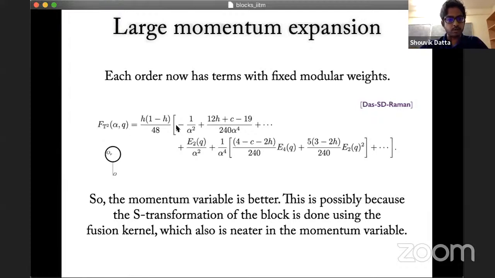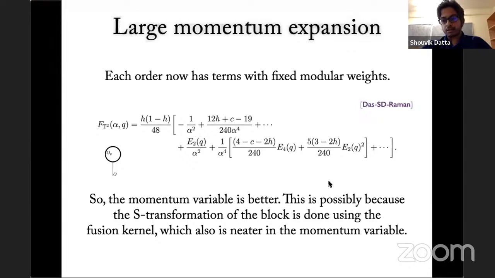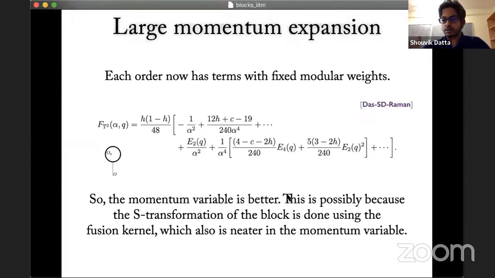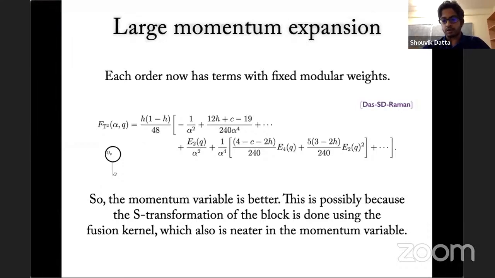Just to demonstrate this, if you look at the torus block now in this 1 over alpha expansion, these are the constant pieces, and these are the Q-dependent pieces, in which at 1 over alpha squared only E2 appears. At 1 over alpha to the power 4, you have E4 and E2 squared. So these are now terms with the same modular weight. We see that the momentum variable is better, and this is possibly because the S modular transformation for these blocks is implemented via this fusion kernel, which is neater in terms of the momentum variable.